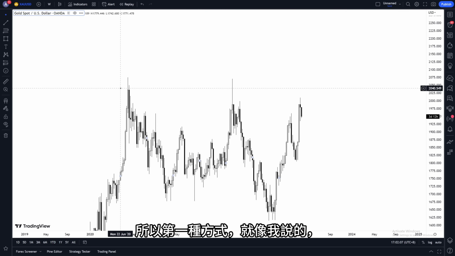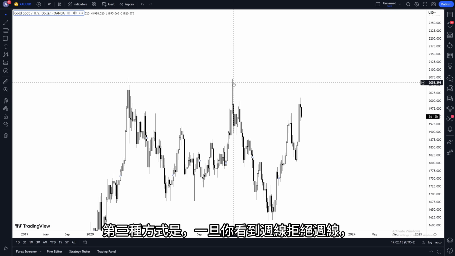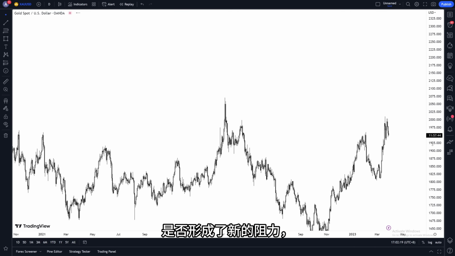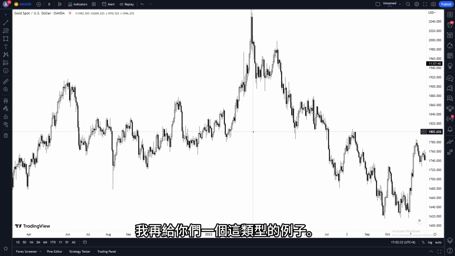So the first way, as I said, is just refining and selling. It's the best entry that you can get, but it's also the highest risk. The second way is using storyline, and the third way is once you have a weekly reject weekly, you just immediately look for whether there's a new resistance created, and then you enter off of that. I'll give you another example of that.